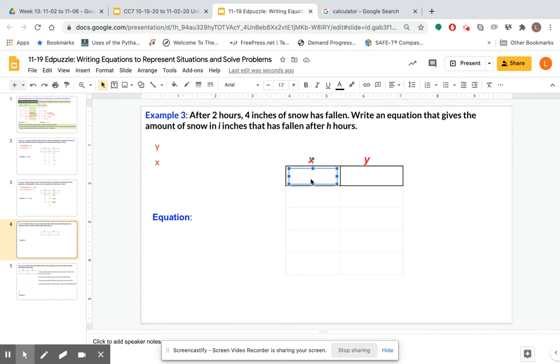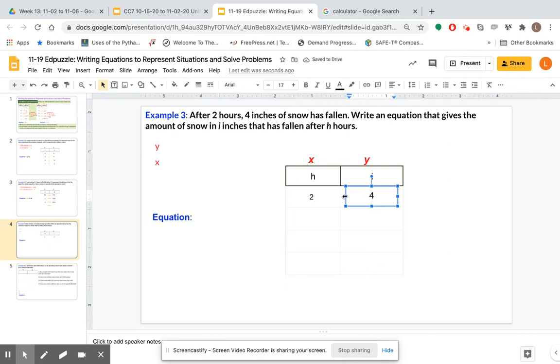So what letter do we use for hours? H, cool. For inches, what did they tell us to use? They told us to use I, right? So H for hours, I for inches. I can go with that. Now just like in the story, they told us that the snow was falling for 2 hours. In the story, they told us that that was 4 inches of snow.